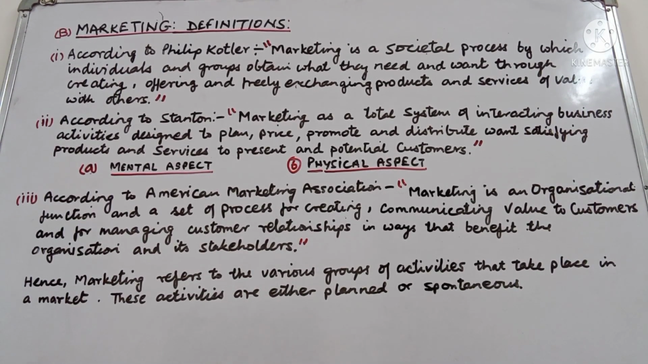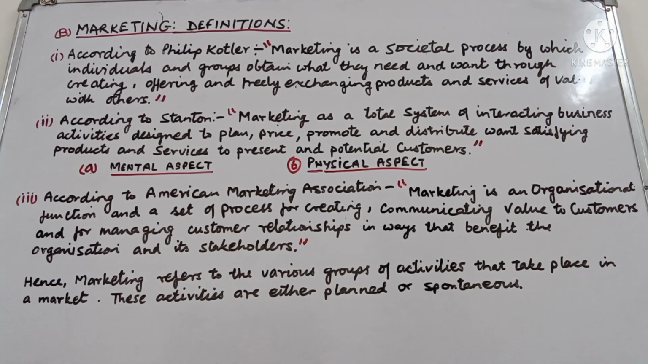The second important aspect is the physical aspect. The physical involvement in this definition implies the actual movement of goods and services from the point of production to the point of consumption. What does it indicate? For example, if I am making a product in Delhi, and the consumer is in Bombay, this product has to reach the buyers in Mumbai. So the physical aspect involves the transportation aspects, what we call the logistics aspect.